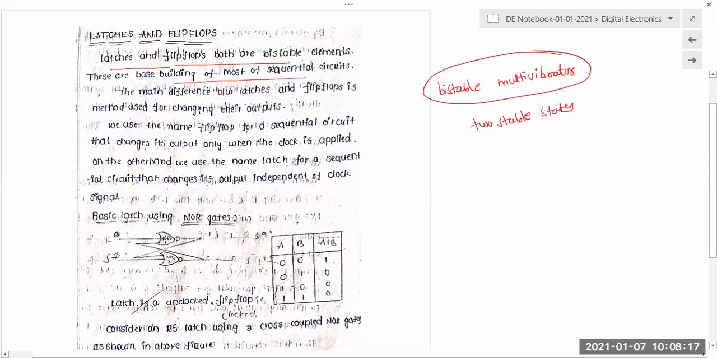These are the basic building blocks of most of the sequential logic circuits. The main difference between latches and flip-flops is the method used for changing the outputs. In case of latches, changing the output will depend only on the present inputs.